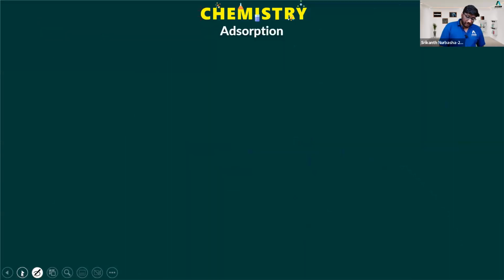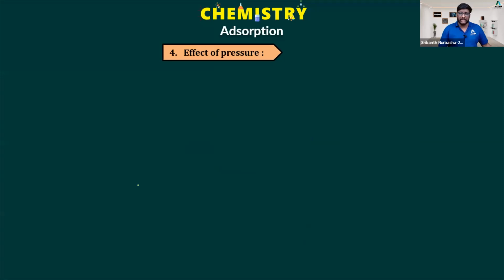So the next effect is the effect of pressure. This effect of pressure will lead to 2 different types of isotherms, like I was saying, Freundlich adsorption isotherm and Langmuir adsorption isotherm. We will discuss that in the next class. Right? Thank you all, everyone.